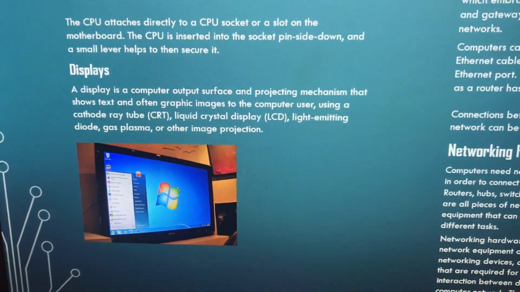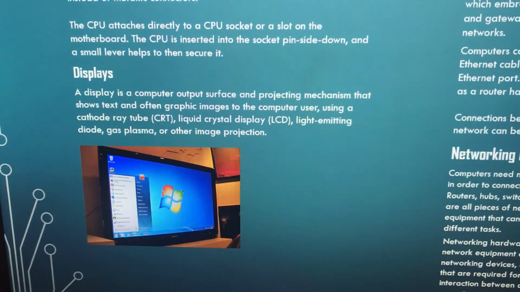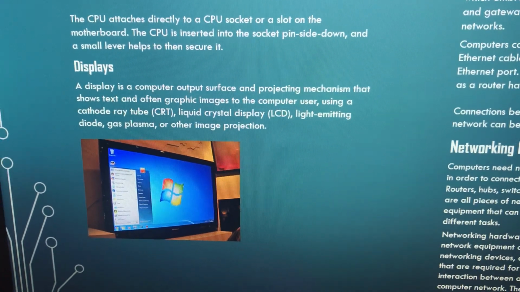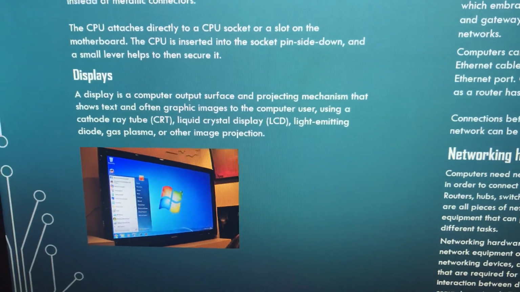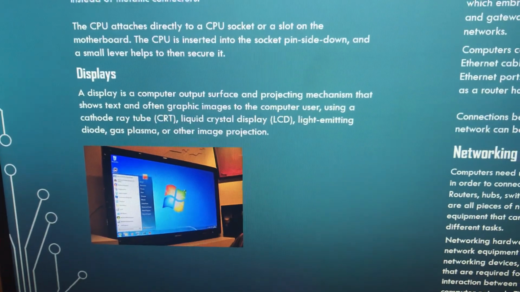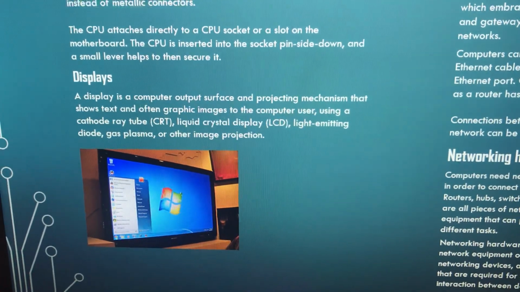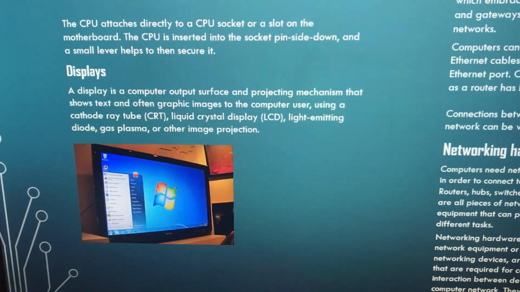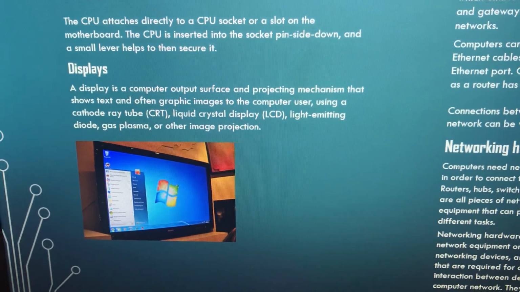Displays. A display is a computer output device, surface and projecting mechanism that shows text and often graphic images to the computer user using a cathode ray tube, CRT, liquid crystal display, LCD, light emitting diode, gas plasma or other image projection.